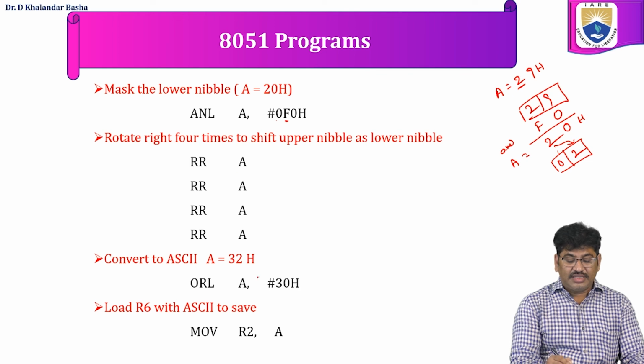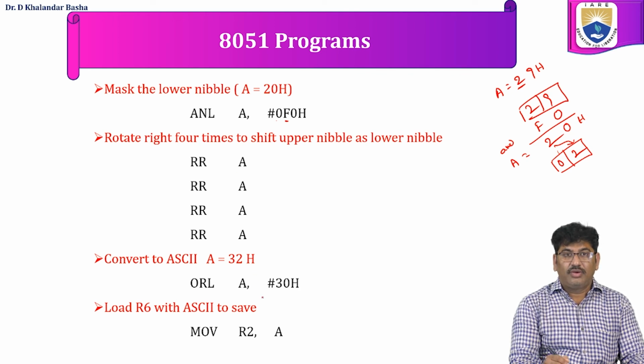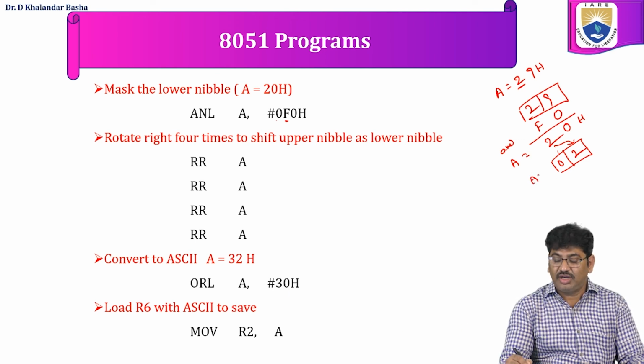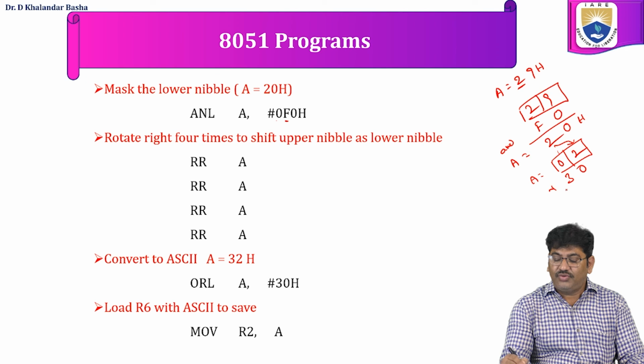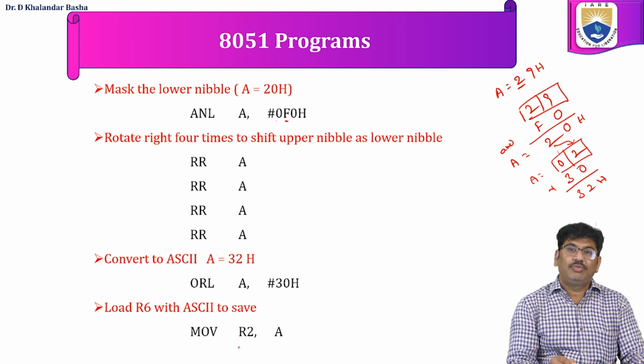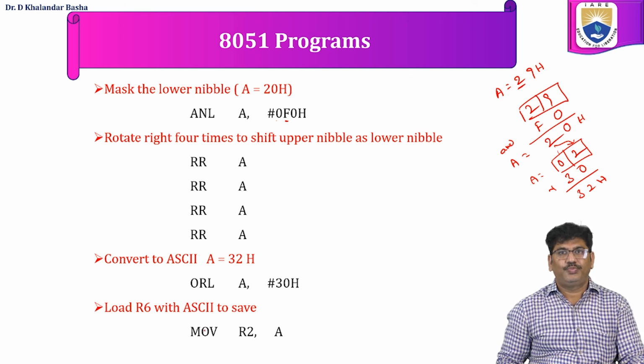For getting the ASCII value, we will add 30H to the accumulator contents. So 02H is there after rotating. Now we will add 30H to this, which is going to produce the ASCII value 32H. This will be loaded into the target location, which is R2.